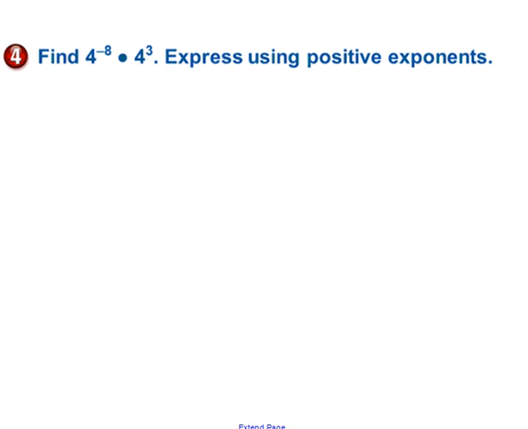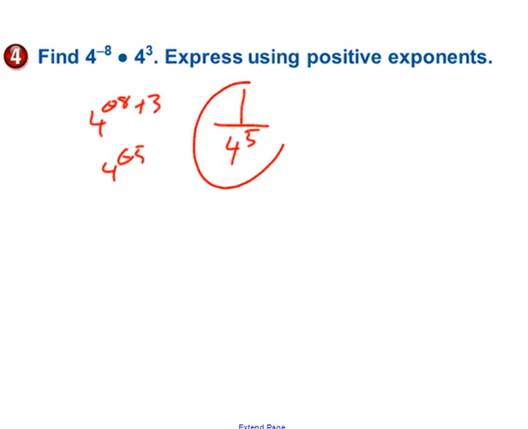Find 4 to the negative 8 times 4 to the 3rd. Well, 4 to the negative 8 plus 3 becomes 4 to the negative 5. The negative exponent indicates they're in the wrong part of the fraction, so it should be written as 1 over 4 to the 5th. 1 over 4 to the 5th is the correct answer. That's one way to do this.